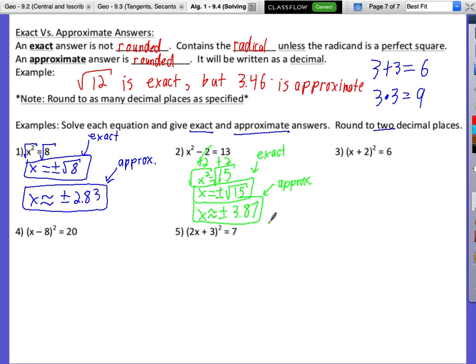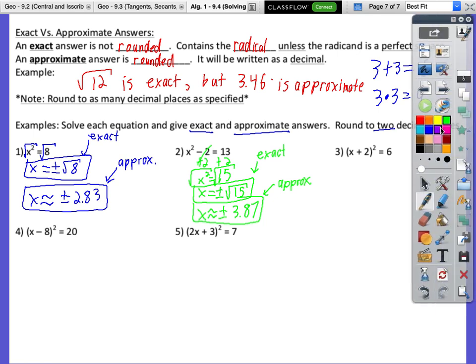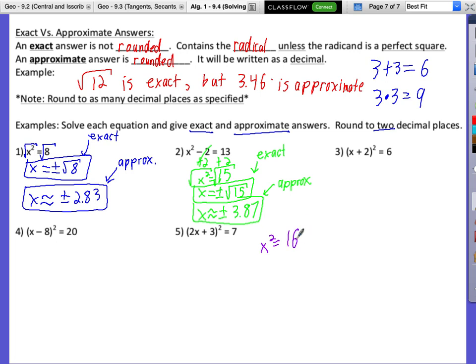Okay. So just to spitball here, guys, if we were to have x squared is equal to 16, just like we did earlier, and we square root, we get x to equal what? Positive or negative 4. Now, is there an approximate answer for this? No, because is there anything to round? No, so there's only one type of answer here. It's only the exact. There's no approximate when you don't have to round.